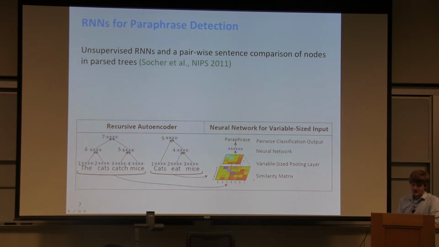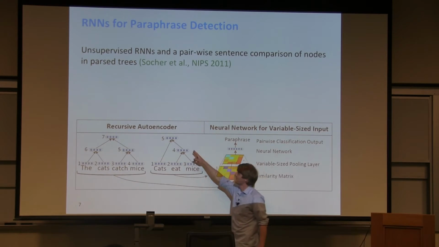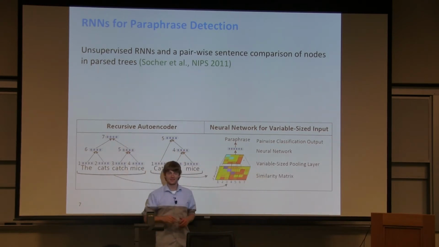Now, what's the problem with this similarity matrix? Do you have any ideas for how to use this similarity matrix to classify whether these two sentences are paraphrases of each other or not? Why can't you just look at the root node similarities? That's a great question. Why couldn't we just look at the root node similarity to classify these two sentences?